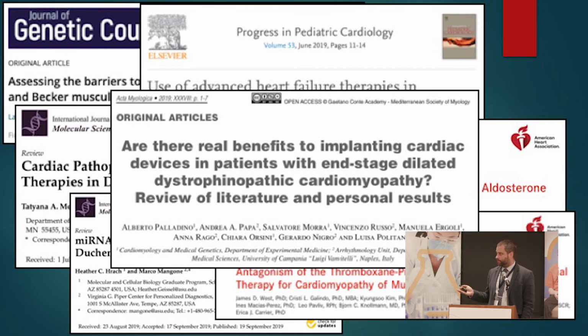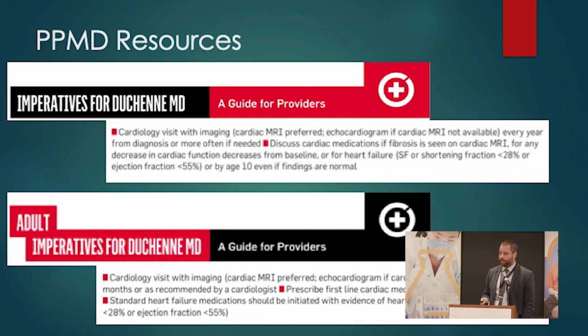And there are resources for families and providers on the PPMD website, guides for families, all this kind of stuff that sort of summarizes all the stuff I just talked about. And that's it.